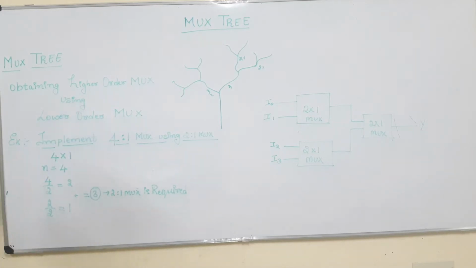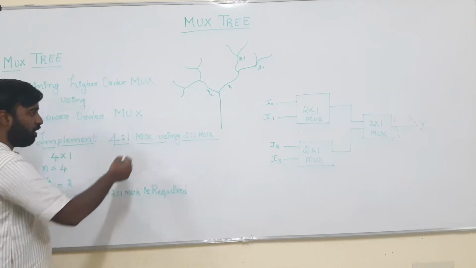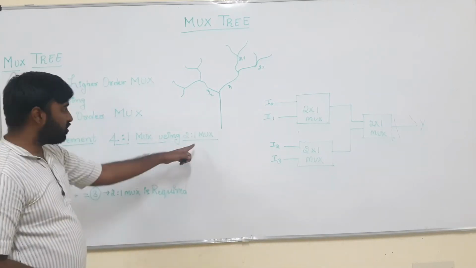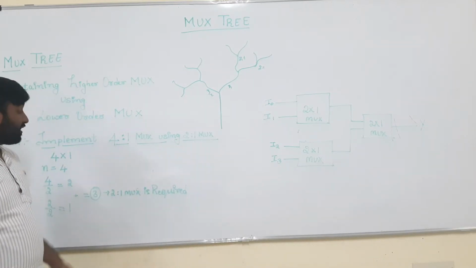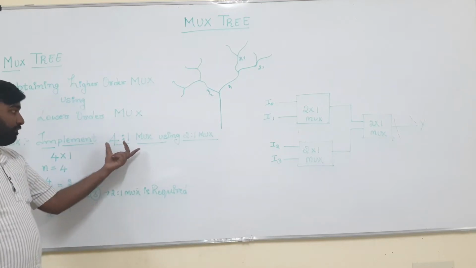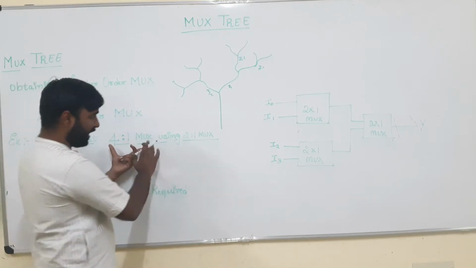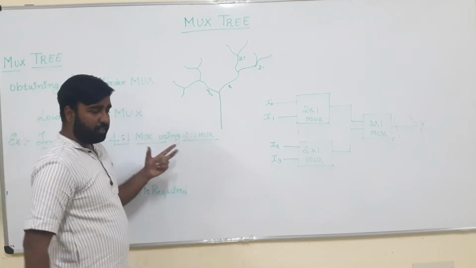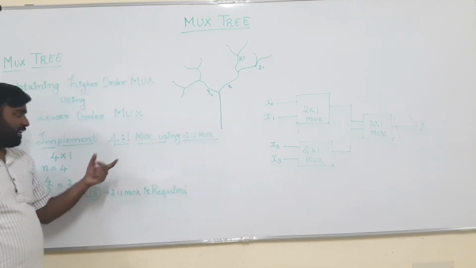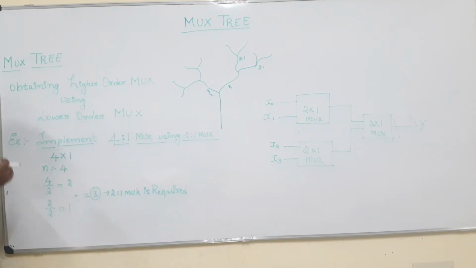Now let's go with some examples. The problem asked in your examination or test will be like this: implement 4:1 multiplexer using 2:1 multiplexer. So what is the ultimate aim here? You have to construct your 4:1 multiplexer. Forget about whatever multiplexer he has asked you to use now. What is the main aim here? It is a 4:1 MUX.